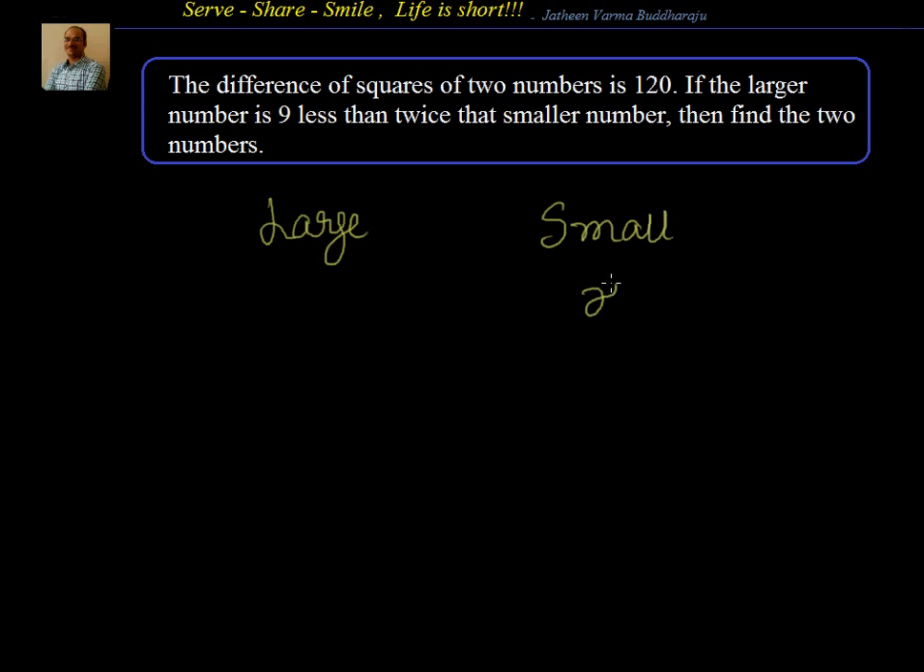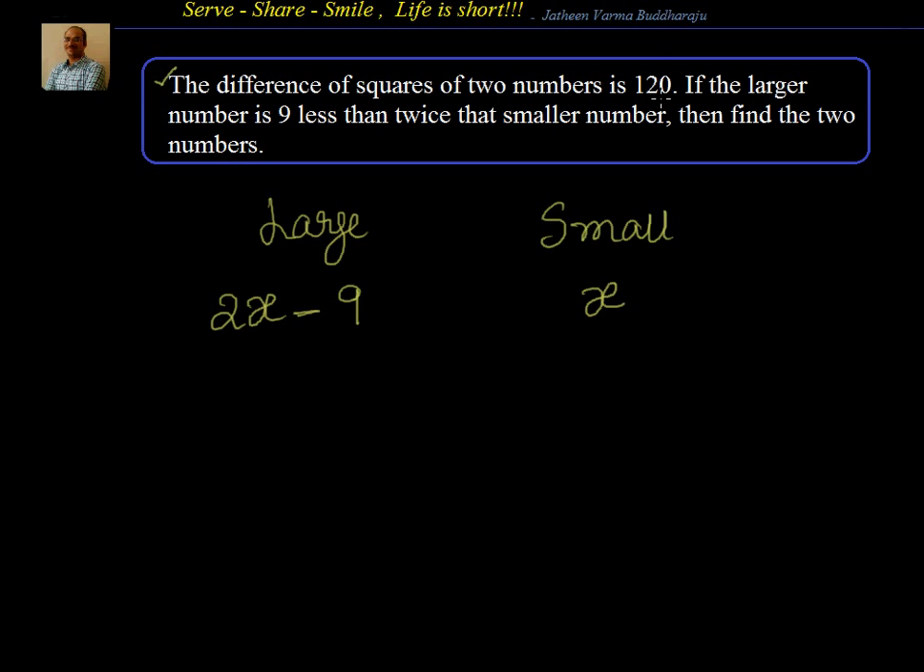Let's start with small number equal to x. Then what will be the large number? Large number is 9 less than twice the smaller number. That means 2x minus 9. Is this okay? If the larger number is 9 less than twice the smaller number, find the two numbers.